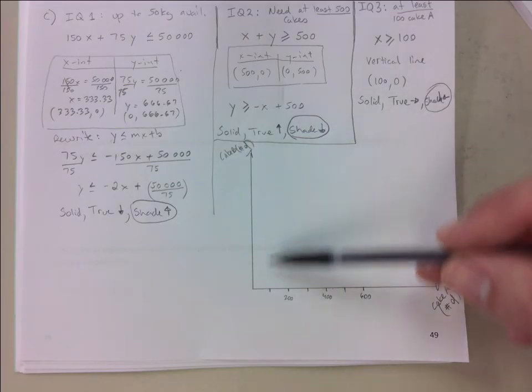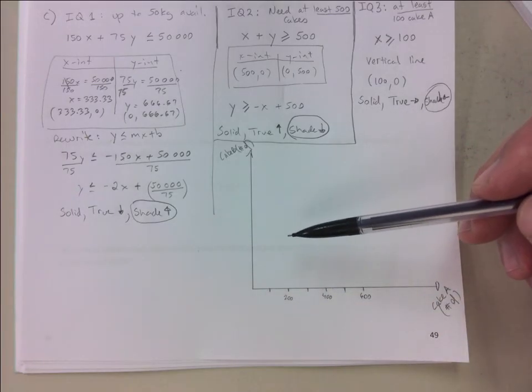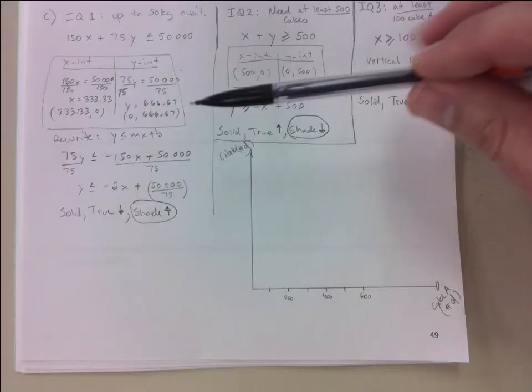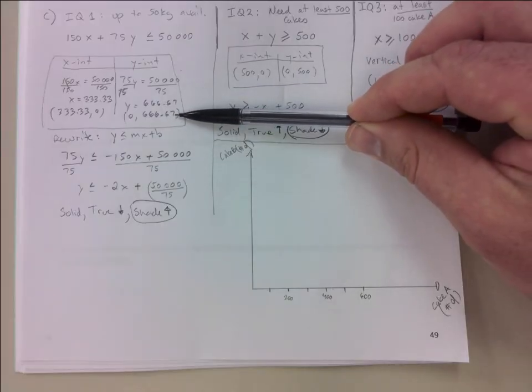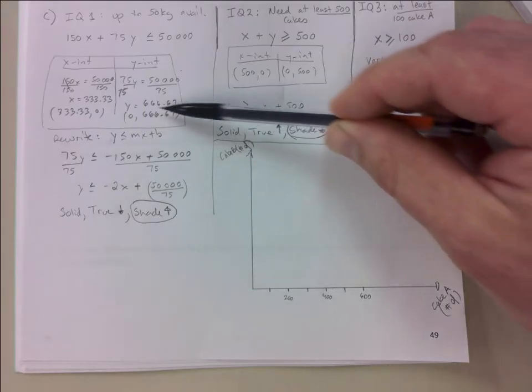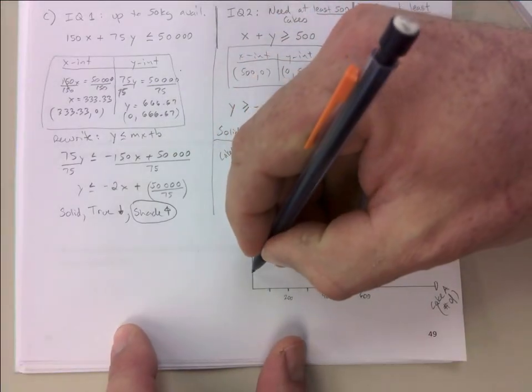Now look at your y-intercept. This is why I make you do the x and y-intercept, guys, by the way, so that you know how to make this fit your graph. What's the biggest y value you need to account for? 666, 500. So let's go up to 700 or 800 to make sure this fits. So I'm going to just try this.